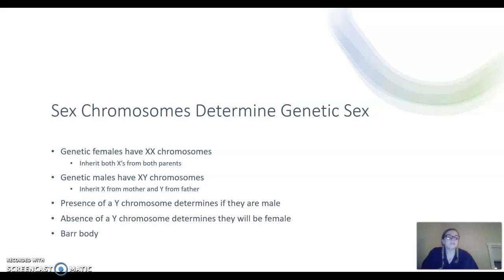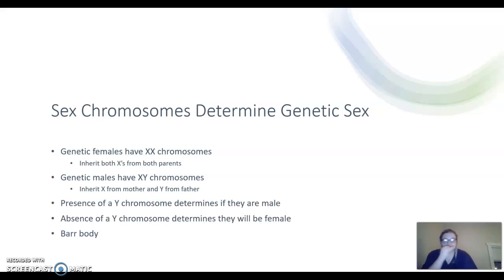Sex chromosomes determine genetic sex. Genetic females have XX chromosomes. They inherit an X from both parents. Genetic males have XY chromosomes, and they inherit an X from their mother and then a Y from their father. The presence of a Y chromosome determines if they are male, so even if it's an XXY chromosome, it will still be male. The absence of a Y chromosome determines if they will be female.